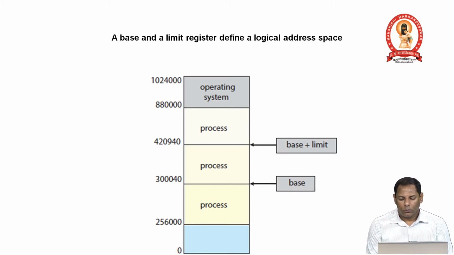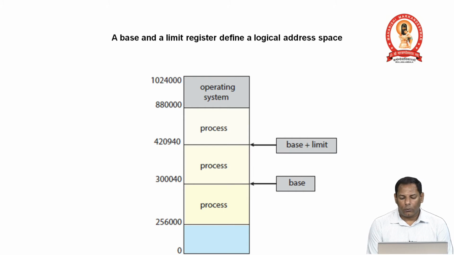And suppose we have two different types of addresses: logical addresses in the range of 0 to max, and physical addresses in the range of base address plus 0 to base address plus max, for a base value of R. So basically we will do this conversion, and the set of all logical addresses generated by the program is referred to as the logical address space, and the set of all physical addresses corresponding to these logical addresses is known as the physical address space.